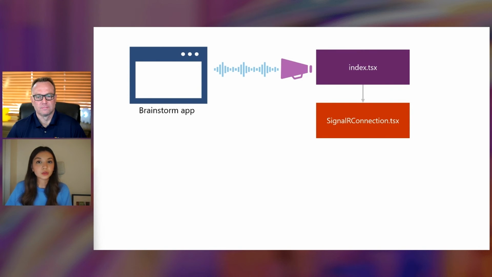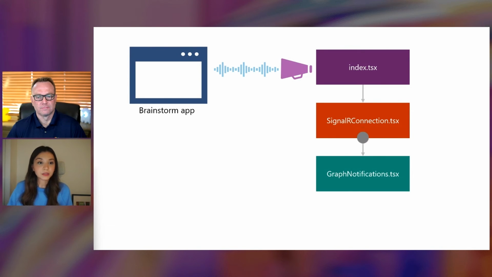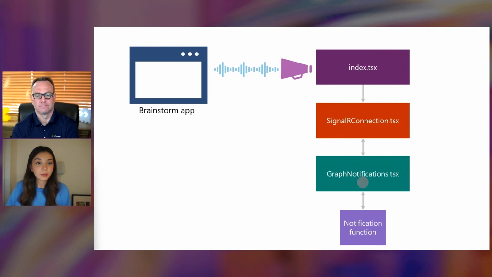When there's a new notification, basically there's a new message in the Event Hubs, then we will receive that information from the SignalR connection TSX, and it will direct us to Graph Notifications TSX, where we build our notification pop-up notifications, and then this will appear on our screen by just calling the notification function in the Graph Notifications TSX.